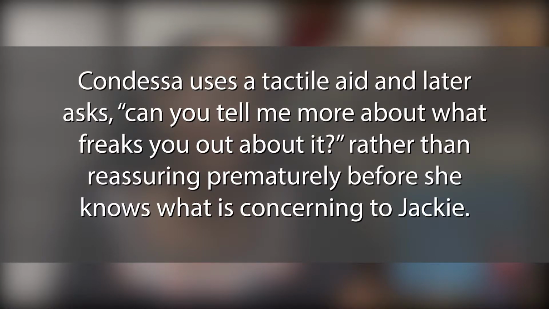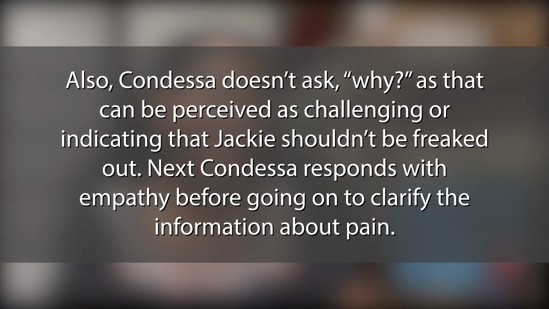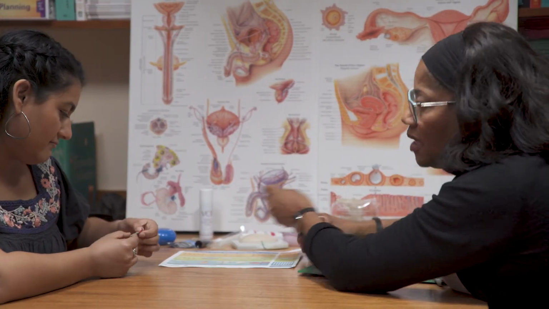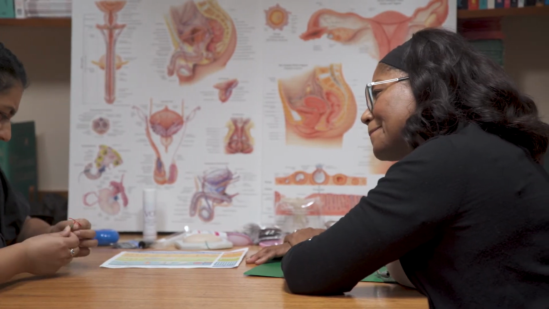She likes it. I might think about that, but it kind of freaks me out. Condessa uses a tactile aid and later asks, "Can you tell me more about what freaks you out about it?" rather than reassuring prematurely before she knows what is concerning to Jackie. Also, Condessa doesn't ask why, as that can be perceived as challenging or indicating that Jackie shouldn't be freaked out. Next, Condessa responds with empathy before going on to clarify the information about pain. Here's what an IUD looks like. Can you tell me more about what freaks you out about it?